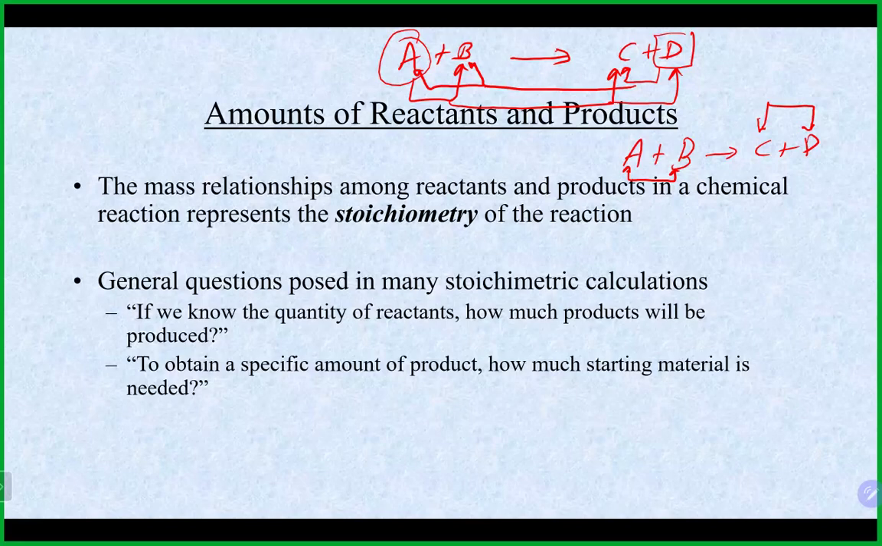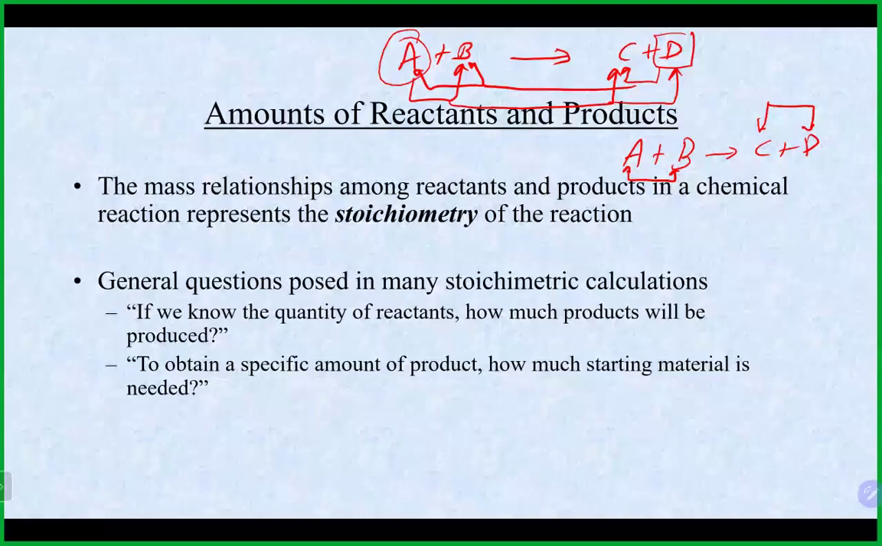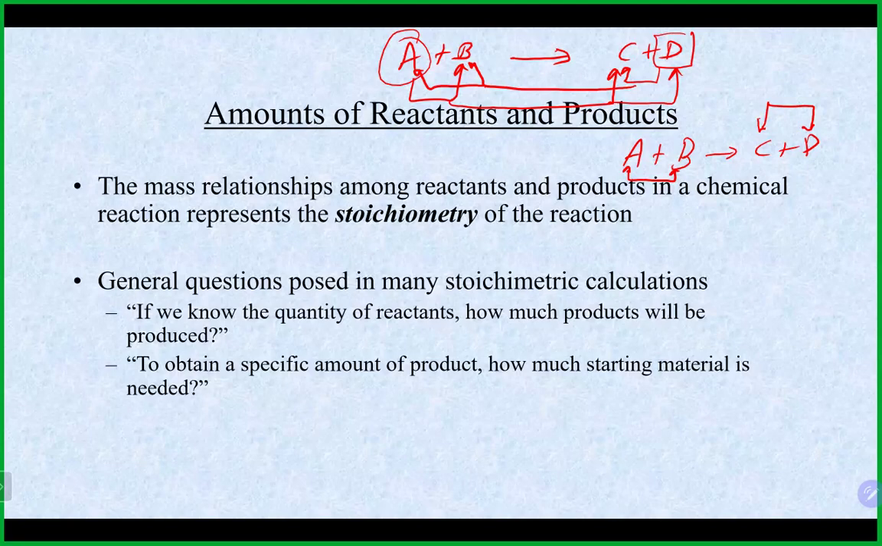You also can calculate in theory how much you should get out in this reaction. So if you did this reaction and everything worked out perfectly, this is how much you should get out and produce in this type of reaction.